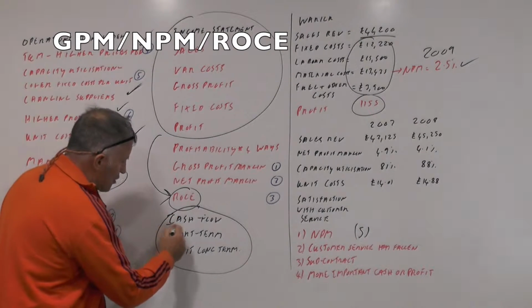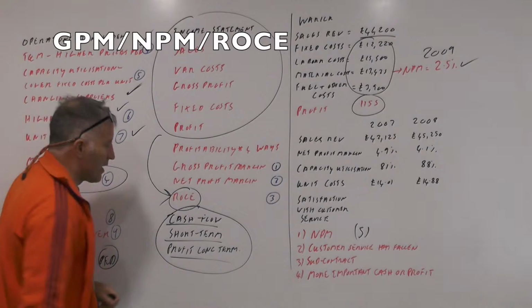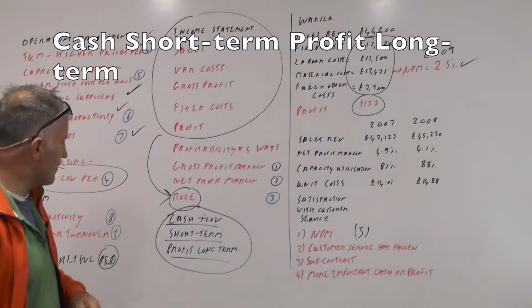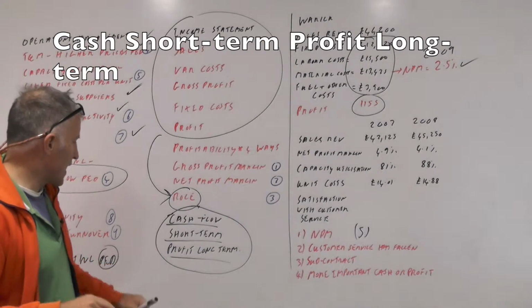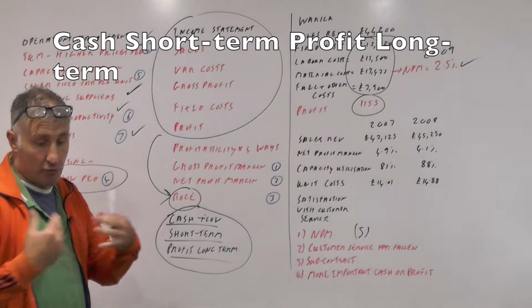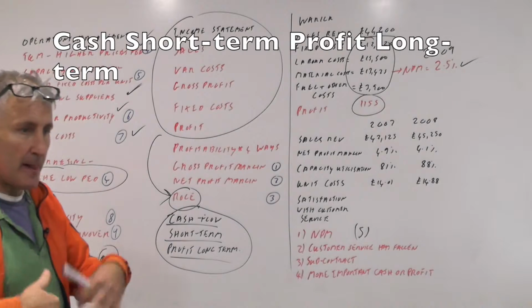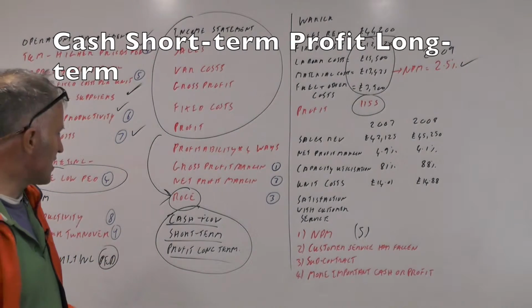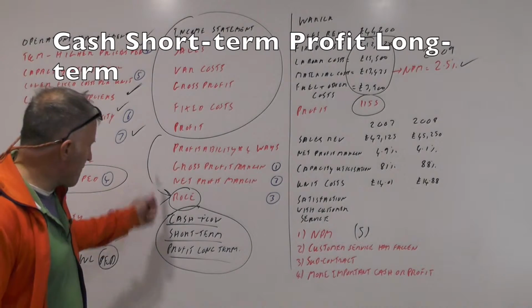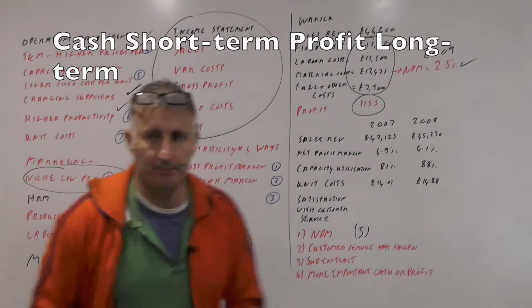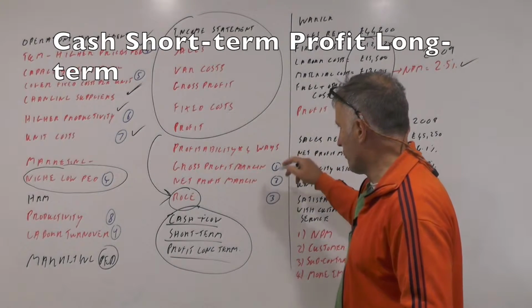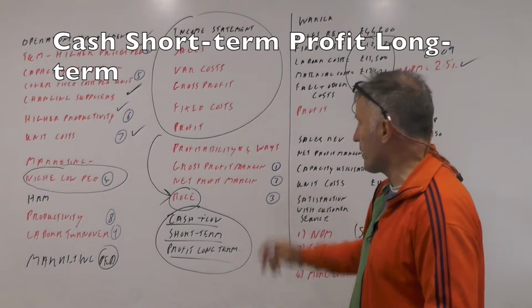Cash, short term, profit long term, because if you haven't got enough cash, the business is going to go under at any time. But ultimately, of course, we always want to make profit in the long term. Because if you make profit, then you can reinvest in the business, and then the business is going to do better. So you need to get both things in place. So here we've done three numbers already: gross profit margin, net profit margin, return on capital employed.